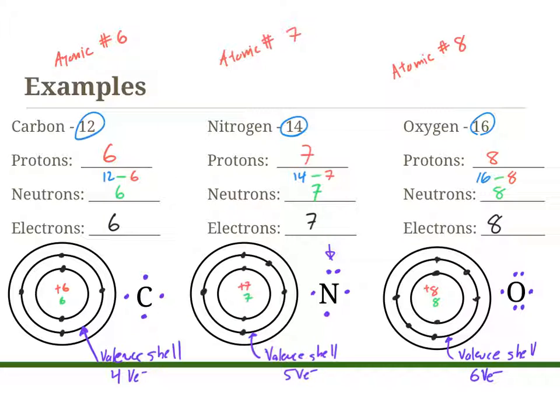So going across the periodic table from left to right, every element in the first column has 1 valence electron. Every element in the second column has 2 valence electrons. We skip columns 3 through 12 and go to column 13. Column 13 has 3 valence electrons, 14 has 4, 15 has 5, 16 has 6, 17 has 7, and 18 has 8 valence electrons. Hopefully you see that pattern.